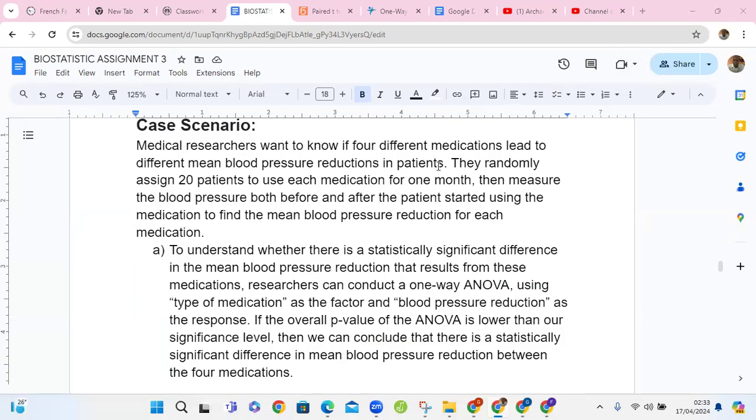So here's the case scenario. It says medical researchers want to know if 4 different medications lead to different mean blood pressure reductions in patients. They randomly assign 20 patients to use each medication for 1 month, then measure the blood pressure both before and after the patient started using the medication to find the mean blood pressure reduction for each medication, to understand whether there is a statistically significant difference in the mean blood pressure reduction that results from these medications. Okay, that's 4 of them, eh? So that's more than 3.